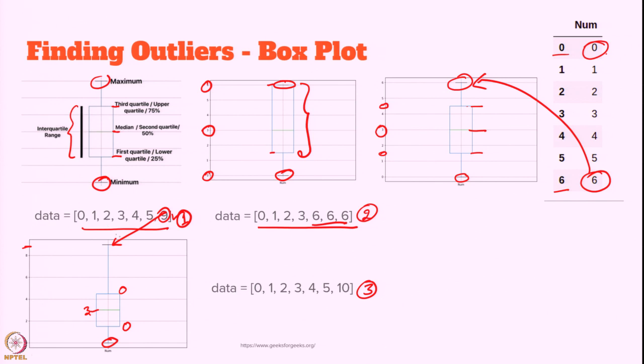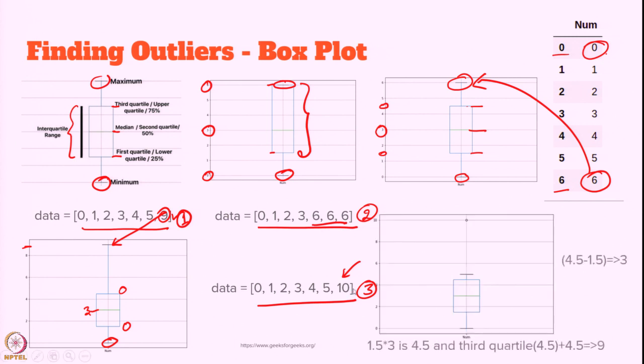The entire data falls under the box plot. Now let us consider the third case. Is any data present in this set an outlier? We will see. If we plot it, we see that there is one point which is an outlier, which is nothing but 10. Now 10 is an outlier and it has plotted the data with respect to 0 to 5.